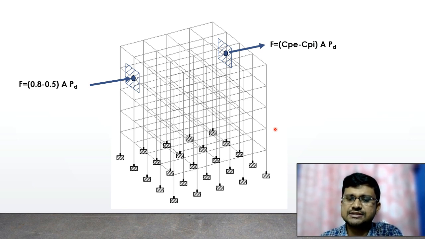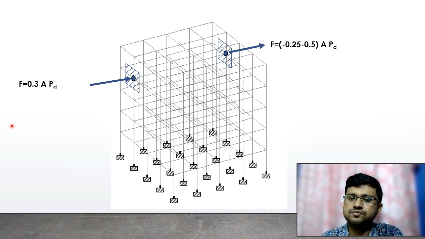Now in the windward phase, for the value of Cp minus Cpi, suppose Cp is 0.8 and Cpi is 0.5, then Cp minus Cpi will be 0.3 into A into Pd. So 0.3 is the positive value, which is actually pressure over this particular nodal point. Similarly, in the leeward side, the Cp value is minus 0.25 and Cpi value is 0.5. So minus 0.25 minus 0.5, it will be minus 0.75, and minus 0.75 means it is actually suction over this particular nodal point. So total force is minus 0.75 into A into Pd.